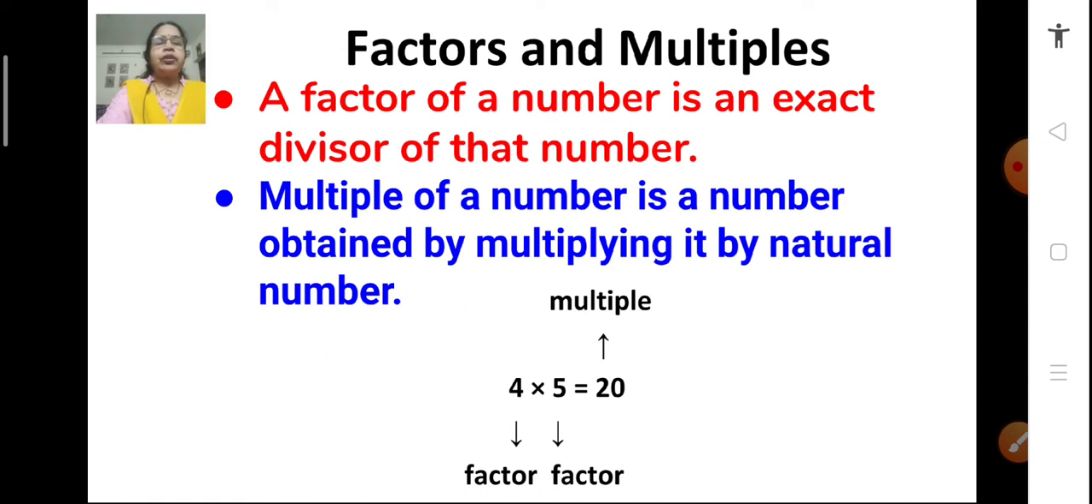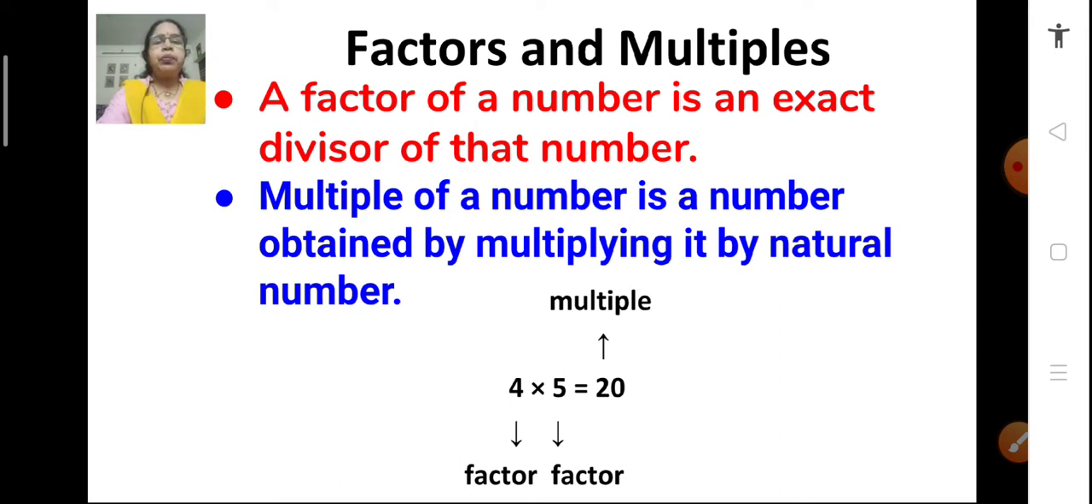So a factor of a number is an exact divisor of that number. Alright, so if we take 4 and 2, what is the factor of 4? 2 is the factor of 4, isn't it? So what will be the factors of 4? The factors of 4 will be 1, 2 and the number itself, because these three will be dividing 4 exactly. So a factor of a number is an exact divisor of that number.